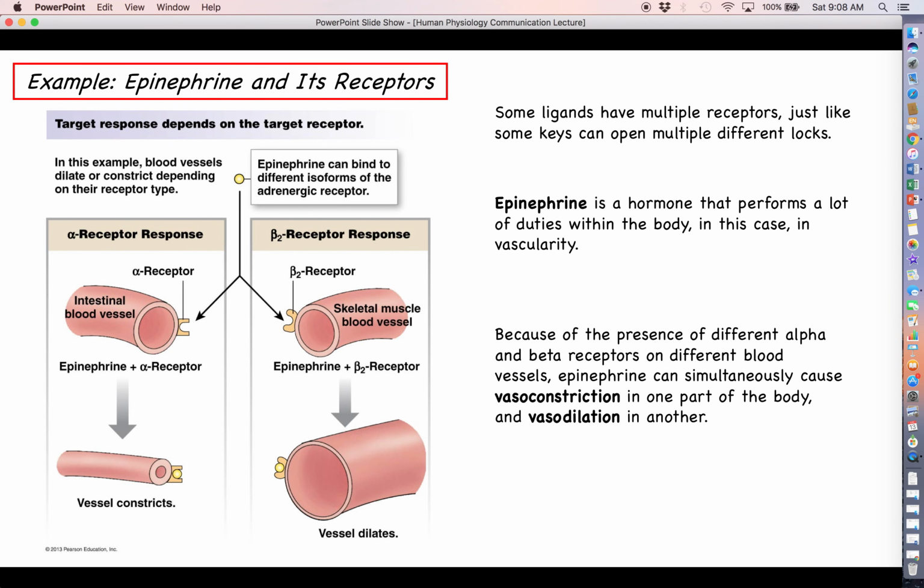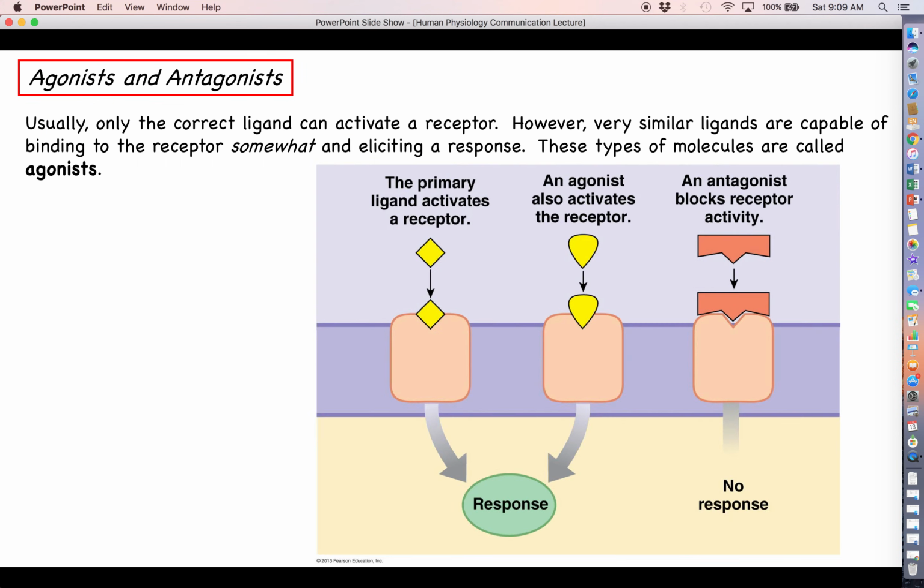So this is a perfect example of how a single ligand can get several different things happening in the body, but in order to do that, it has to be able to bind to several different types of receptors. If a ligand only binds to one very specific receptor, that ligand can only do one very specific thing. But if a ligand can bind to 5 different types of receptors, it can potentially do 5 different things, depending on which parts of the body have which different type of receptor.